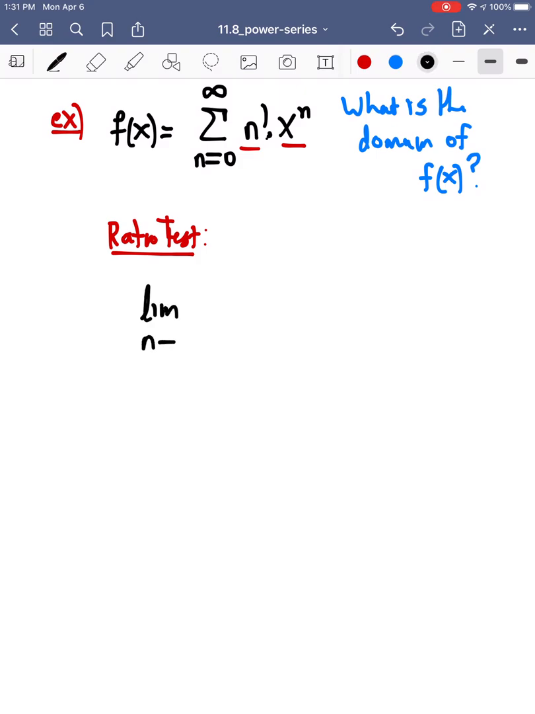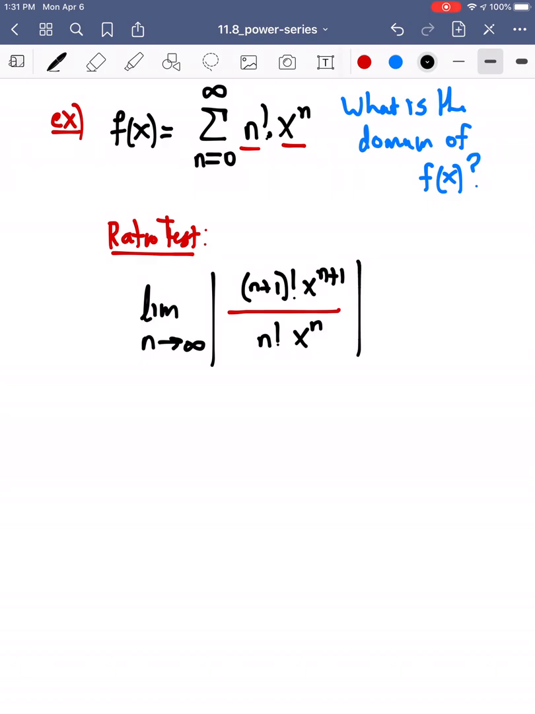So we take the limit as n goes to infinity of the next term in the power series, n plus 1 factorial, times x to the n plus 1, and we divide it by the current term, or the nth term, which is n factorial, times x to the power of n. And, well, hopefully you remember how to do a little bit of factorial algebra. We could rewrite this n plus 1 factorial as n plus 1 times n factorial, and we see that those n factorials from the numerator and denominator will then cancel out.